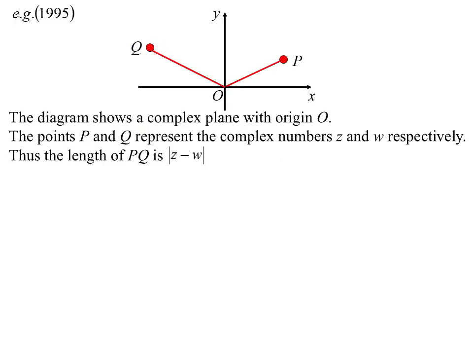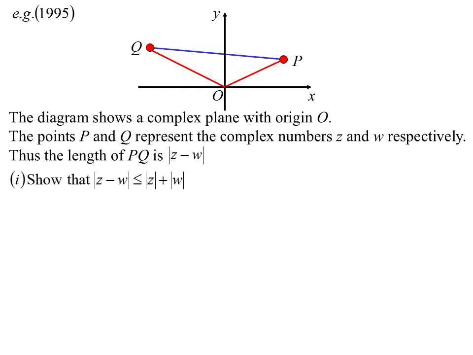Wow, very old question here from 1995. They gave us this little diagram, told us that P represents Z, Q represents W, thus the length of PQ is the modulus of Z minus W. Head minus tail. And basically there's the triangular inequality. That's what they want you to use. Show that. So how would I write it down?